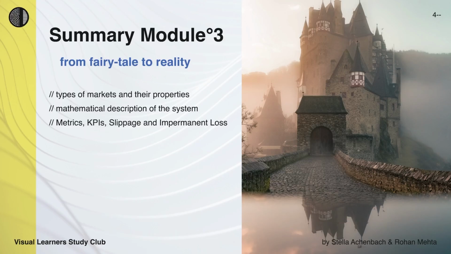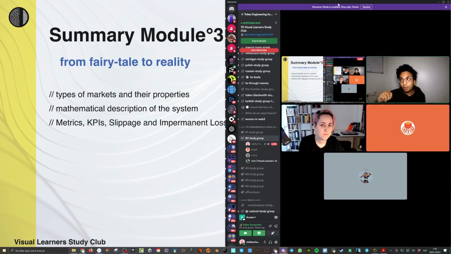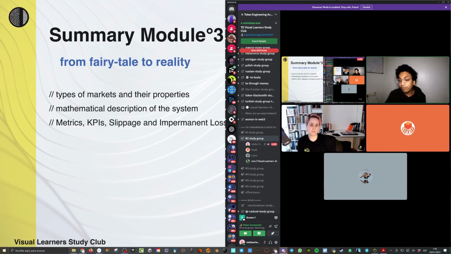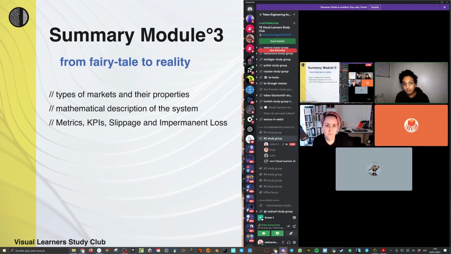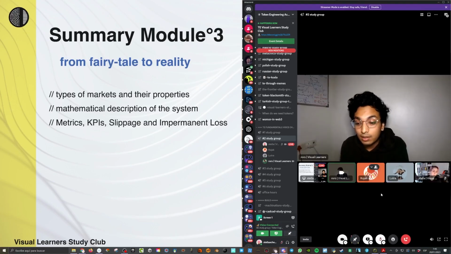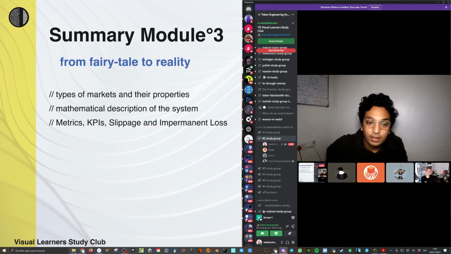And then we moved on to learn about metrics and KPIs and slippage and impermanent loss. Because the second you have these curves, you also have certain properties that come with them, and slippage and impermanent loss is something that you have to deal with if you have a curve like the constant product market maker. So I think we went into the definitions of those. We went into mathematically understanding how we can have metrics and KPIs, and this is the basic summary of what we've done so far.